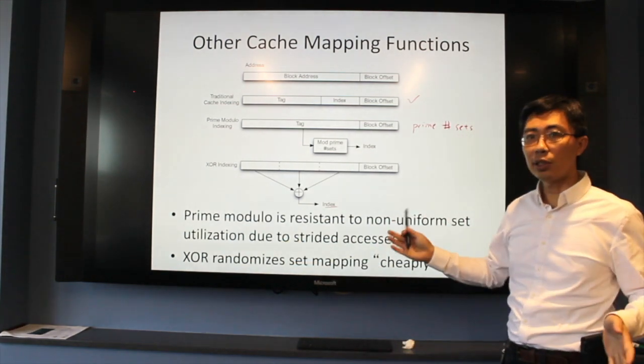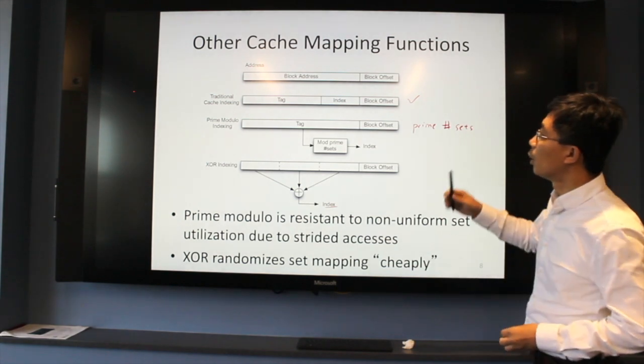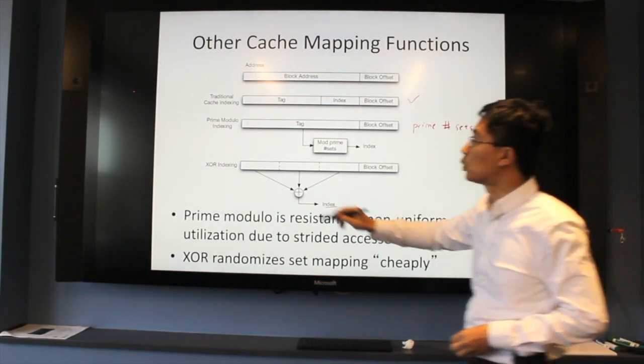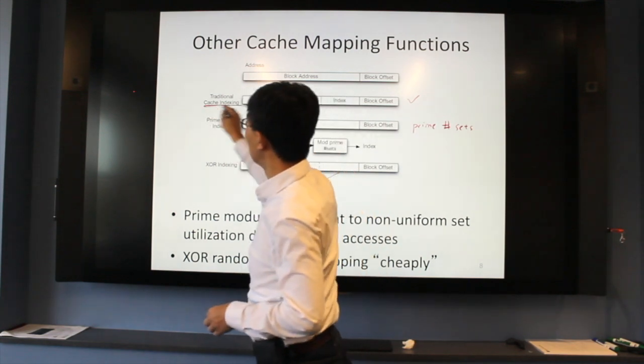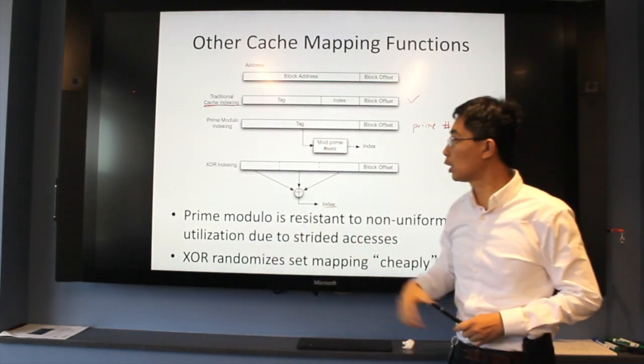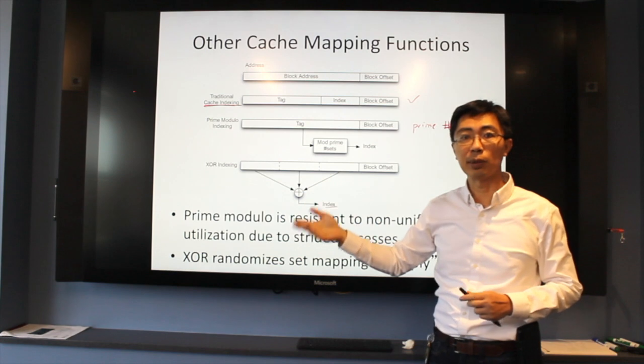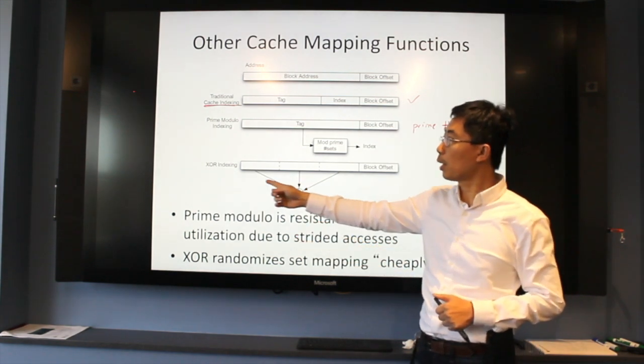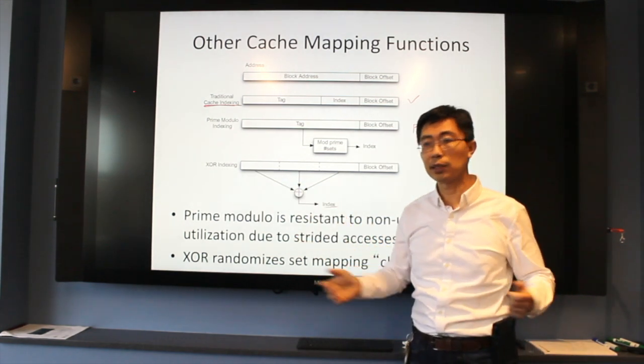Now, which one is used in current processors? Well, usually what people assume is traditional cache indexing, but I know there are some processors that implement some kind of randomization. Perhaps not exactly the same function, but similar.